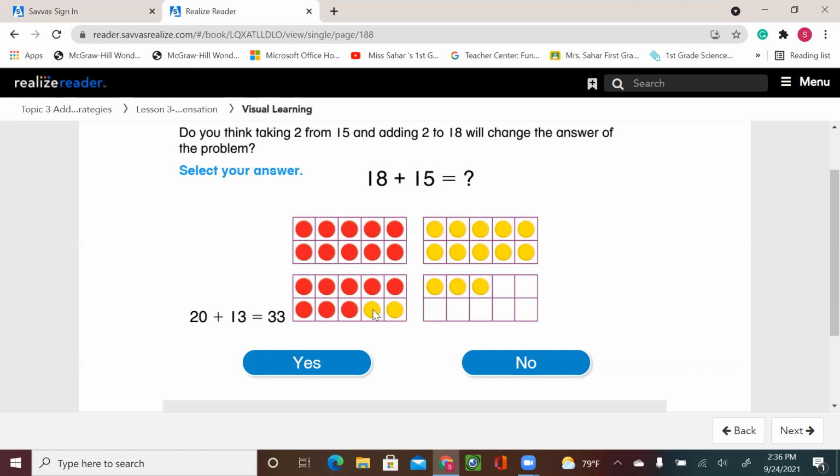And that takes us to the lesson that we covered in the first topic, how making 10 frames helps you add easier. So do you think taking 2 from the 15 and adding this 2 to the 18 will change the answer of the problem? No.